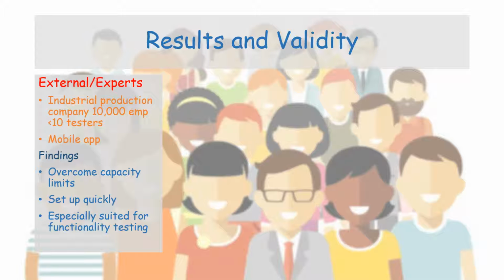So the first company was an industrial production company, and they used the approach of external crowd testing, where they basically contracted an external service of experts to perform the testing. They found that this overcame the capacity limits of their company, as they had a relatively small testing department. It was quick to set up and easy to use, and due to the nature of their application, which was meant to work on several different platforms across many different countries, they found it especially suited for functionality testing, as the external provider had access to testers in many different countries and over different platforms, etc.